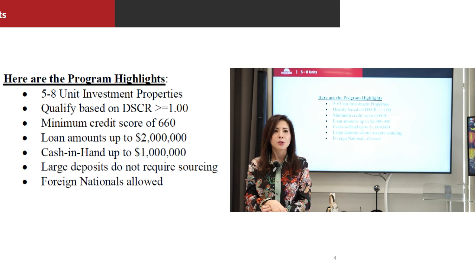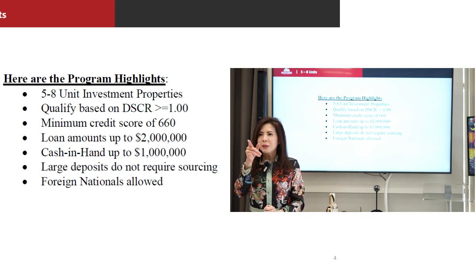Maximum loan amount right now is $2 million. So if somebody buys something for $3 million or $4 million, whatever, as long as they have the down payment, we can give them a $2 million loan amount for their 5 to 8 unit properties.